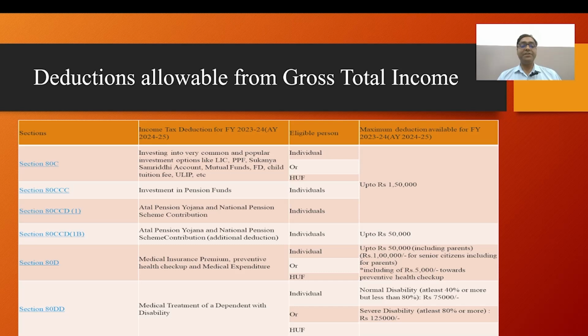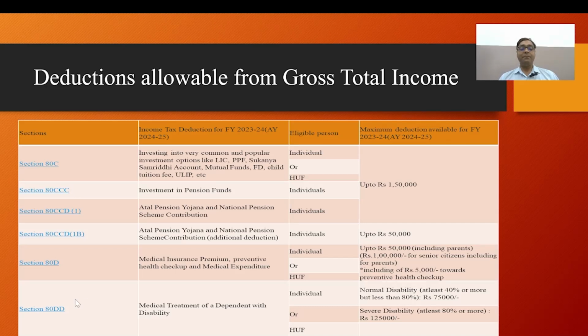Now section 80D. 80D covers medical insurance premium, preventive health checkup and medical expenditures, and it applies to the individual and HUF, up to 50,000 including parents, and 1 lakh rupees if one is a senior citizen, including 5,000 towards preventive health checkup yearly, for a family person individually, and total for the policy holders.